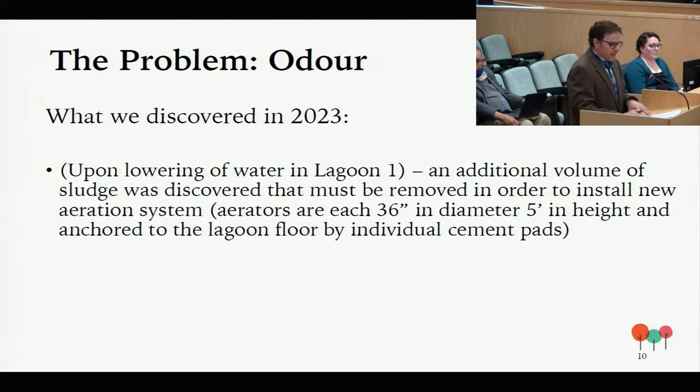In preparation to change the aeration in Lagoon 1, we were able to drain the pond, and it was the first time in many years the pond has actually been drained. Instead of 10 feet of water, we had 2.5 to 3 feet of water in the pond. When the water level is that low, you can see things a lot easier than when you're looking underwater. What we found is we had significantly more sludge than we expected. In some areas, about 3.5 feet of sludge had built up and accumulated. In other sections, we had about 3 feet.